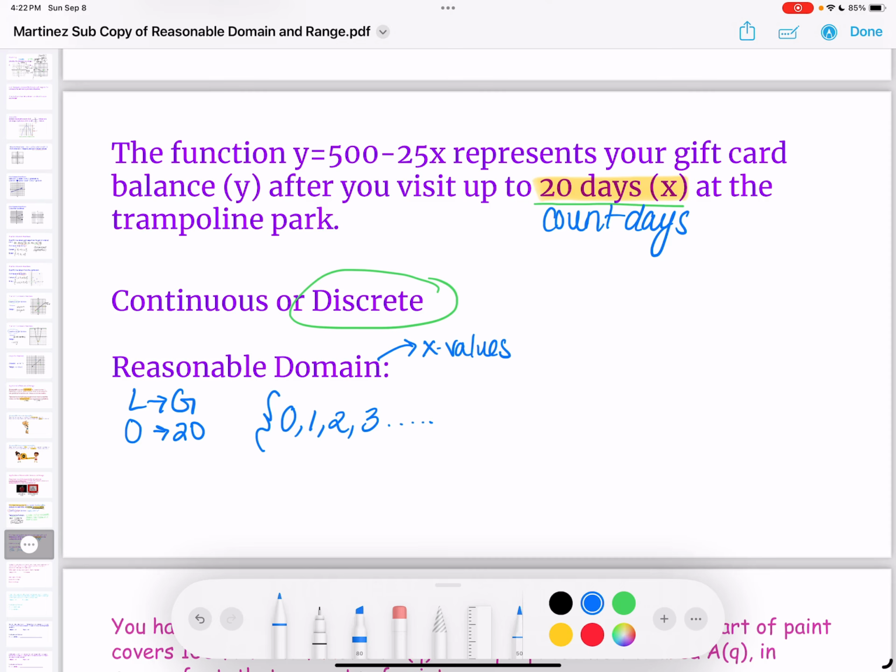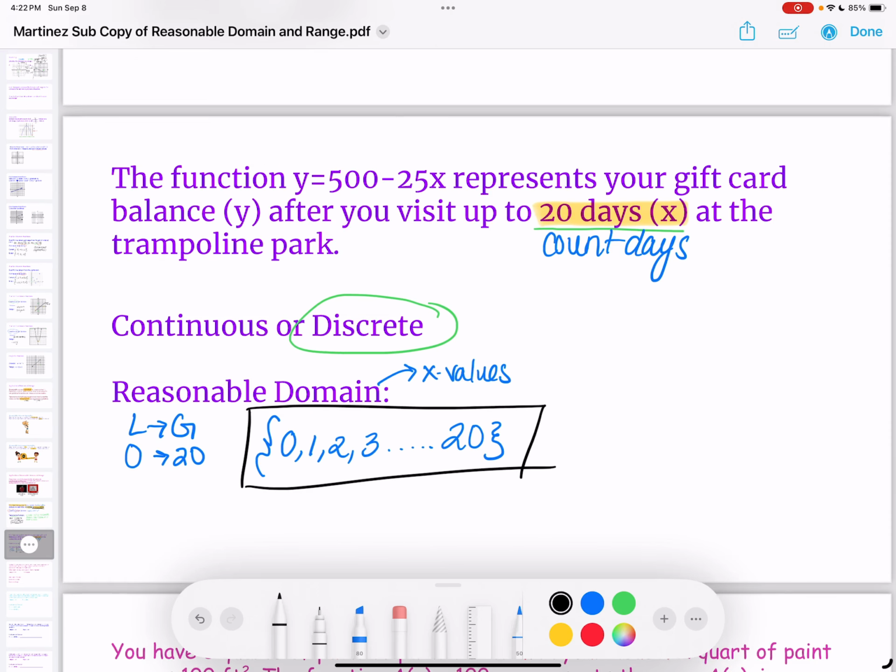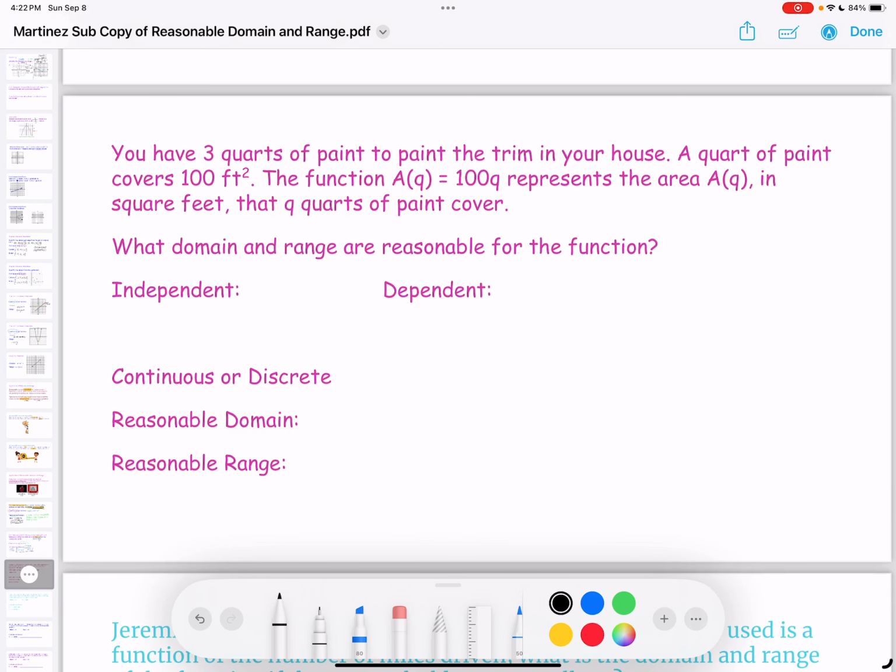Okay, so moving on. It says you have 3 quarts of paint to paint the trim of your house. A quart of paint covers 100 feet squared. The function is A of Q equals 100 Q. It represents the area A of Q in square feet that Q quarts of paint cover. What is the domain and range for the function?